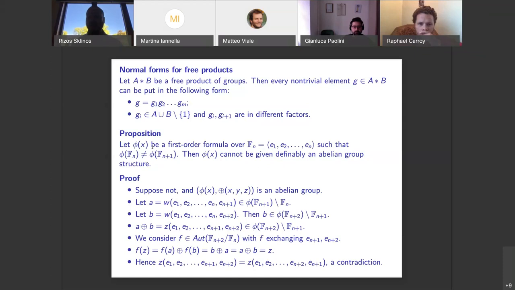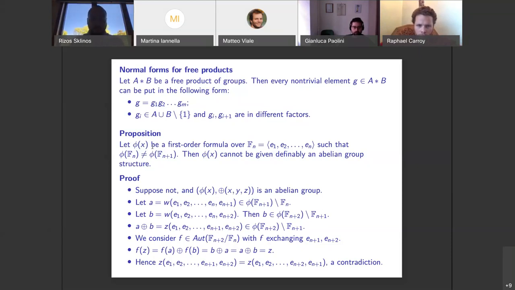And also because it lies on the core, actually, that's a core idea for proving that there's no infinite field. So the proof is by contradiction. I start with my formula phi of x, and I assume that I can give it an abelian group structure. So I have another formula, which I define as O plus, like this plus sign, that would define the graph of group multiplication, which is abelian, commutative.